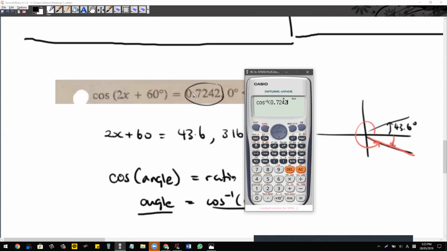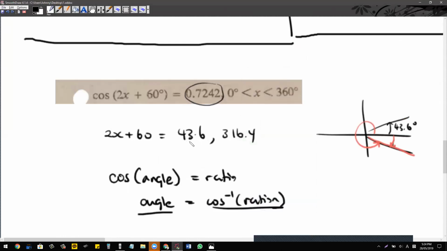of 0.7242. So remember, that's ratio. That's not angle. That's not radian. That's not anything. That's just ratio. Then you get, oh, that's actually in radian. So it has to be in degree, okay? This means cosine of 43.6 degrees gives you that ratio. Understand? So of course I had to round it up a little bit. You can't take too many decimal places. You have to actually just cut it at some point.